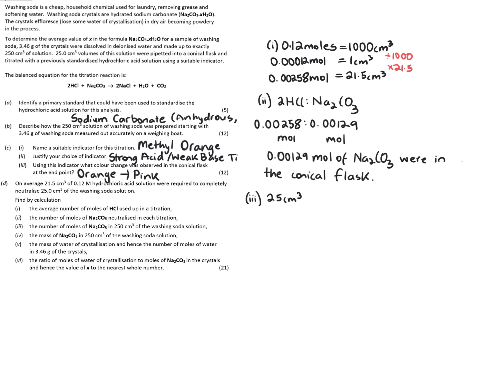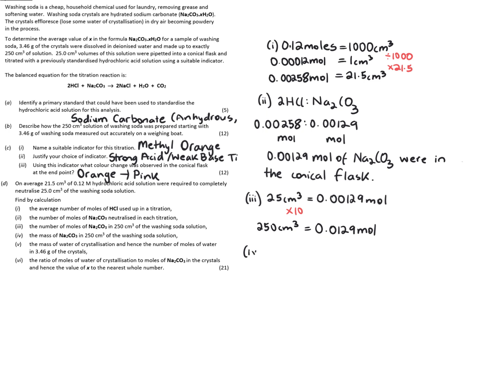So that 25 centimetre cubed was equal to 0.00129 moles of sodium carbonate. To figure out exactly how much was in 250 centimetres cubed, we just need to multiply by 10, as 25 by 10 will give us 250 centimetres cubed. So we'll have 0.0129 moles of sodium carbonate were in 250 centimetres cubed.